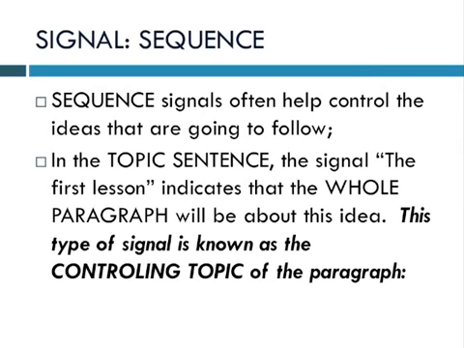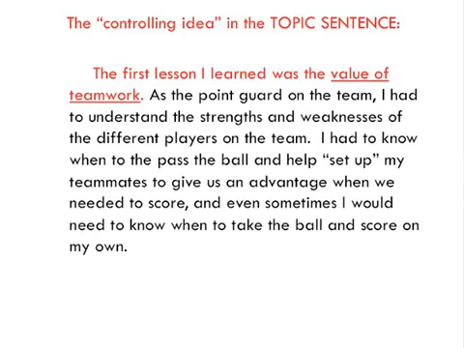Now in the topic sentence, that signal again, the first lesson, indicates that the whole paragraph will be about this idea. Now we call this a controlling idea. So this type of signal is going to control the direction of the rest of the paragraph. So since it's called the topic sentence, it's going to tell us what the topic is for the rest of the paragraph. And that idea was the value of teamwork. So we consider this kind of the controlling idea of the topic sentence. So you notice how the entire paragraph is talking about teamwork in the sports sense.